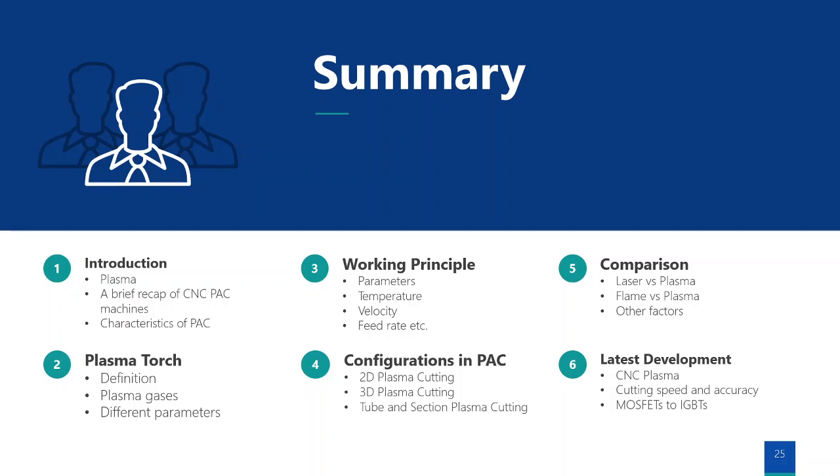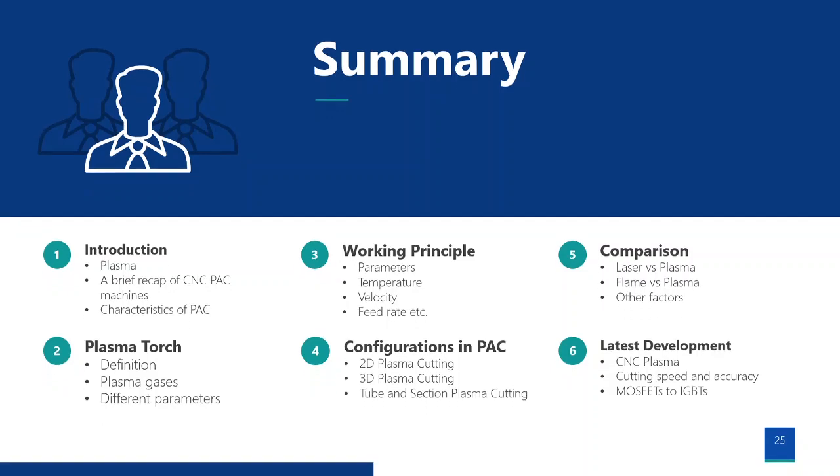Then I briefly explained the configurations used in plasma cutting machines, like 2D plasma cutting, 3D plasma cutting, and tube and section plasma cutting. Then I compared other options, like laser cutting and flame cutting. We compared them to see what we can use according to our situation. And at the end, I introduced the latest developments in CNC plasma cutting machines.